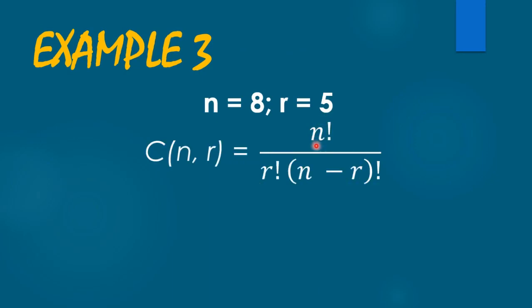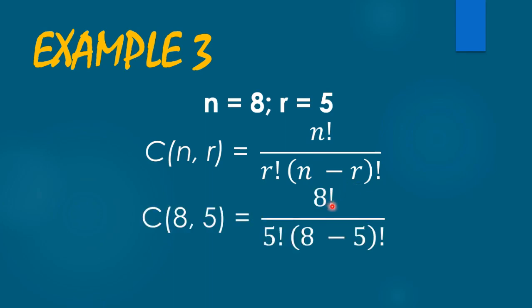Using the formula n factorial over r factorial times n minus r factorial, we simply substitute the values of n and r. So again, n is equal to 8 and r will be equal to 5. So we have 8 factorial over 5 factorial times 8 minus 5 factorial, or 8 factorial over 5 factorial times 3 factorial. Simplifying this expression, we'll have 56 ways.